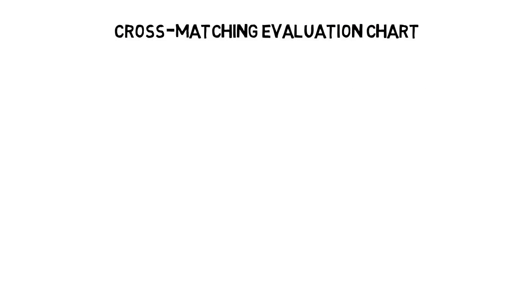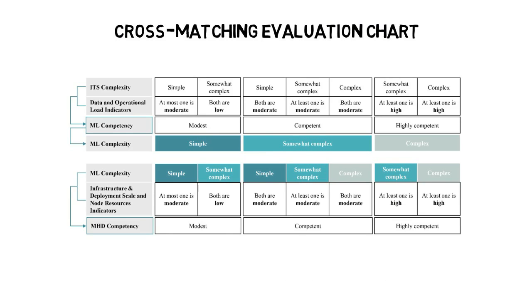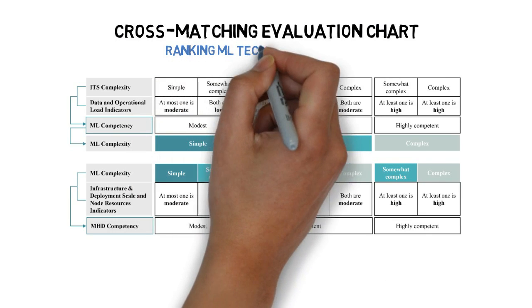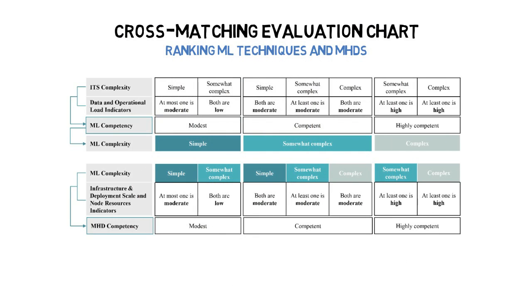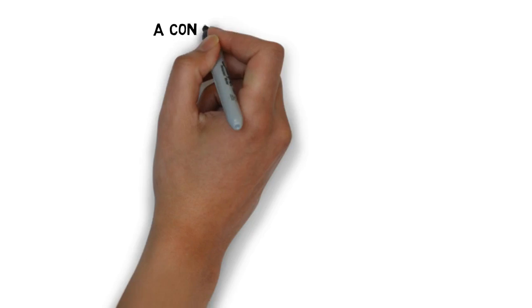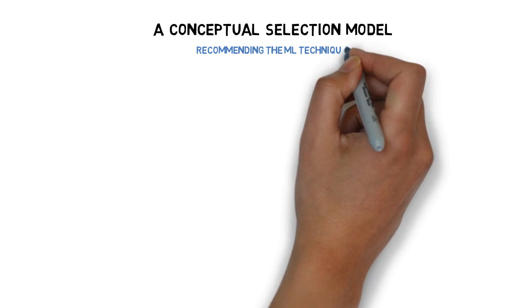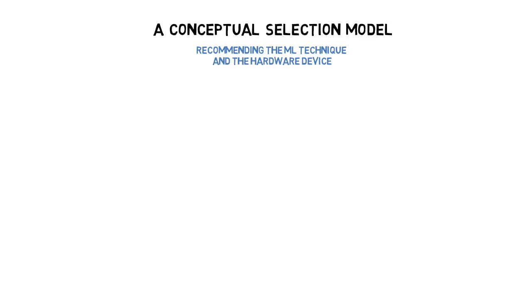The previously presented cross-matching evaluation chart aimed at ranking machine learning techniques and modern hardware devices that promise a certain level of performance per ITS complexity. In addition, a conceptual selection model was proposed with the purpose of recommending the machine learning technique and hardware device suitable for a certain ITS application.